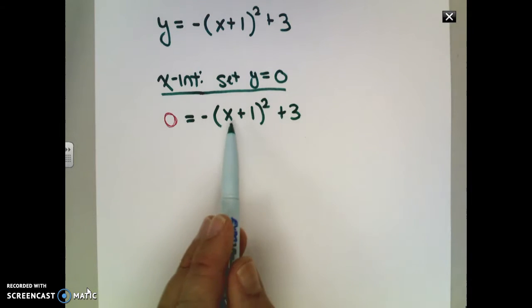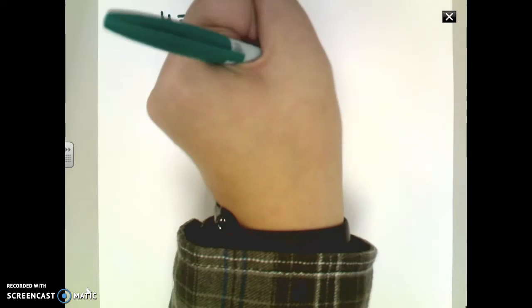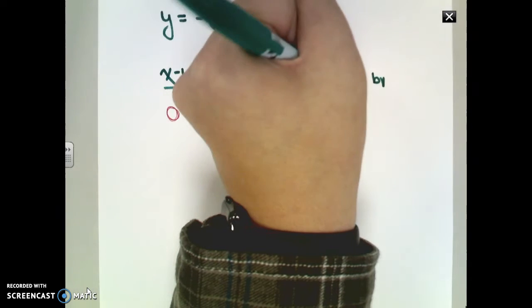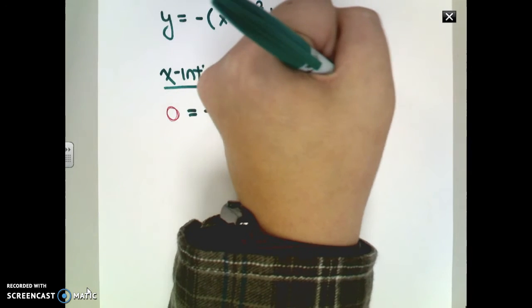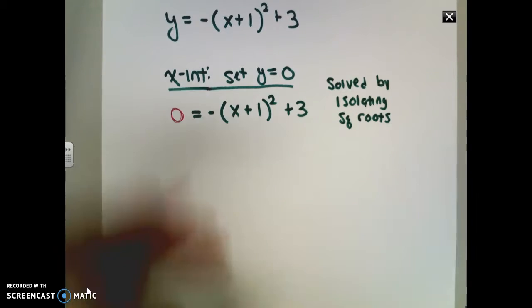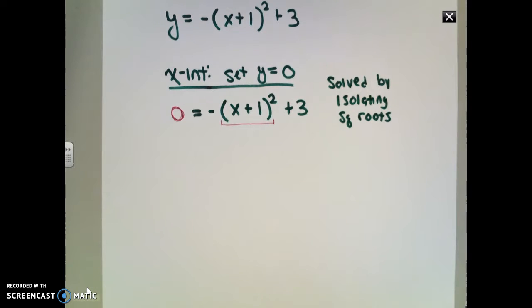Again, the idea is to get the x by itself, but even more in general, when solving in vertex form, all of these equations will be able to be solved by isolating square roots. So we'll be able to solve this by isolating the square root, which means I need to get this term in parentheses by itself. And so I need to do everything in my power to do that.